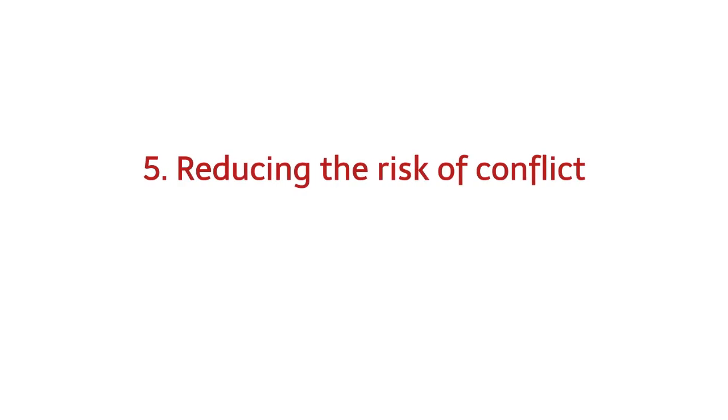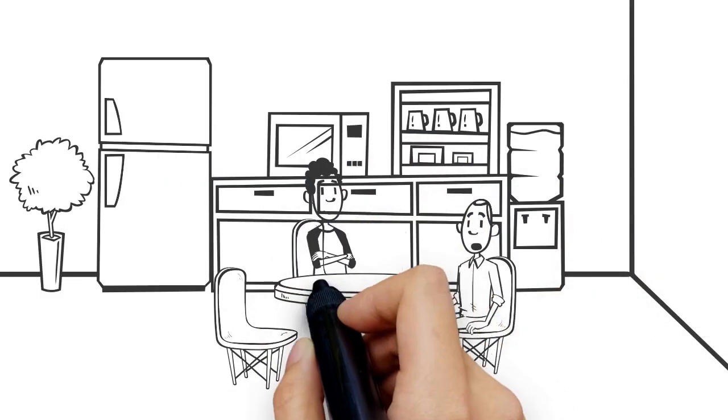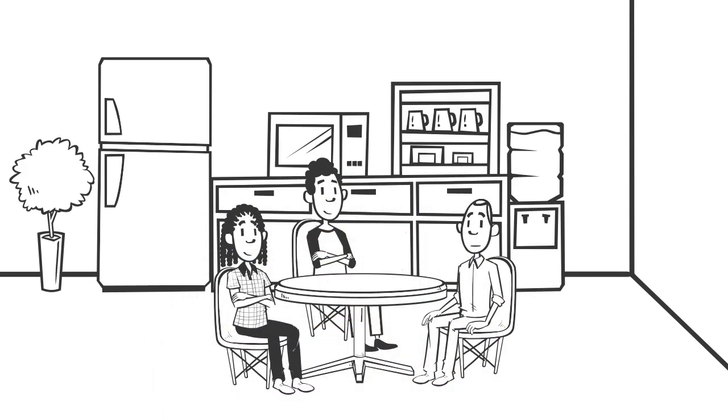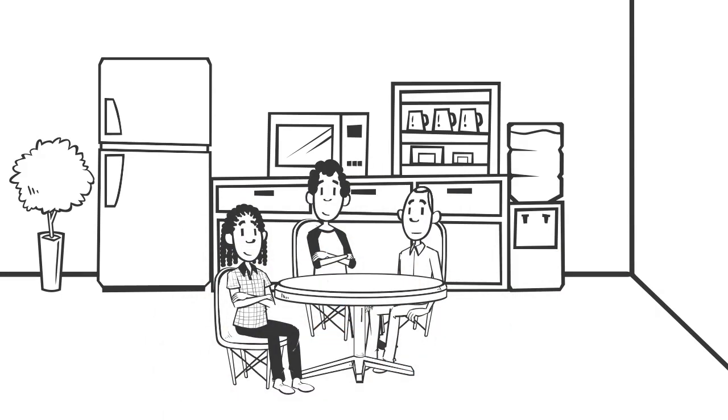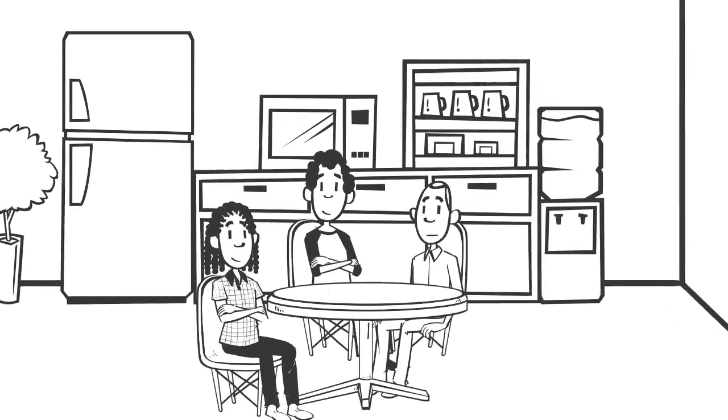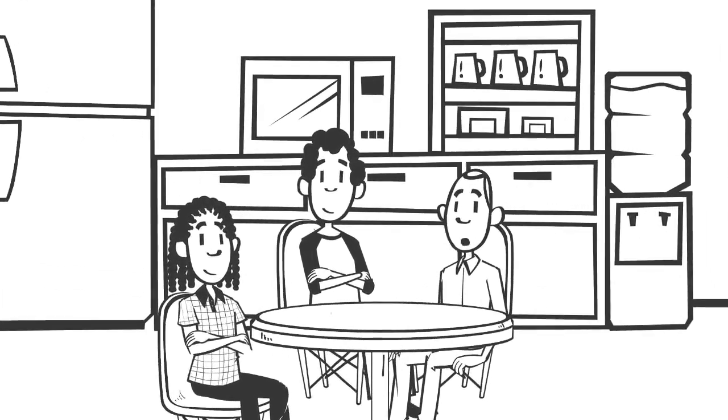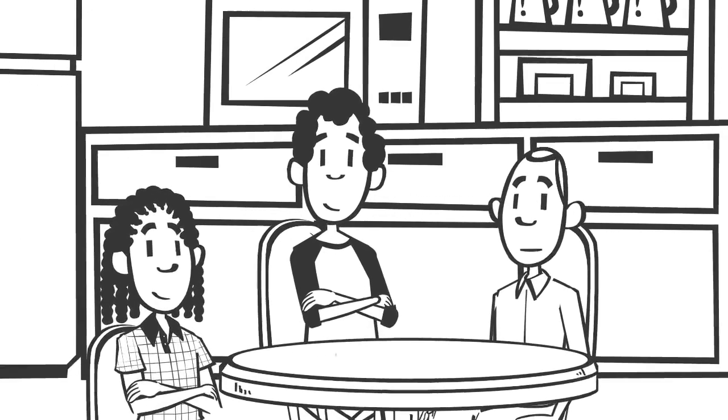5. Reducing the risk of conflict. If you're in a group gathering or meeting and you think someone is likely to become aggressive towards you, sit next to them. It's very easy to show anger towards someone when they're sitting on the other side of the table. But if they're sitting right next to that person, then it makes things harder and more awkward to do so.